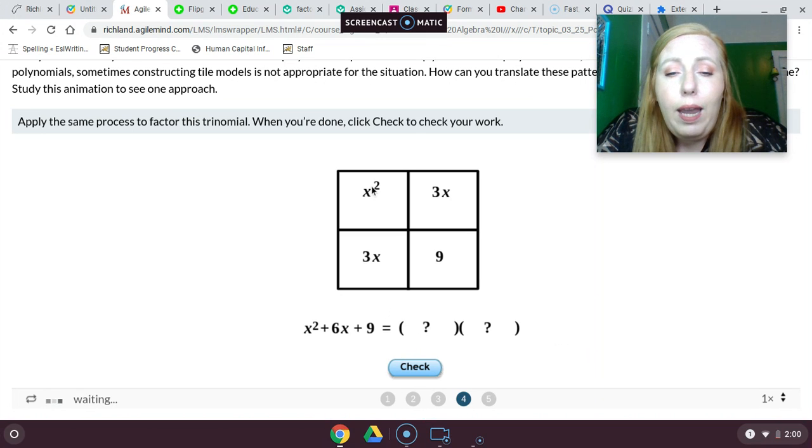Okay, so if you're looking at this column right here, the greatest common factor, you would have an x. All right, and then here, 3, 9. The 3 is a factor in both of them, so we can have 3, so x and 3. Right here, it would be x again. And then right here, it would be 3 again.